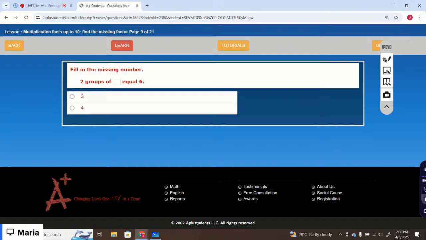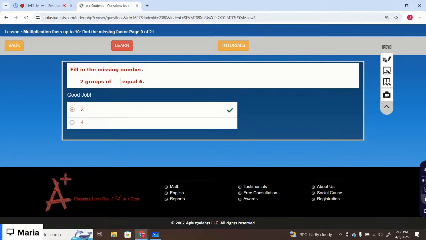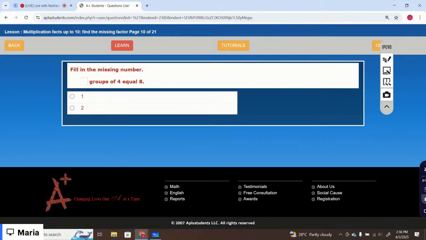Two groups of what equals 6? Two groups of 3 equals 6. The correct option is 3. How many groups of 4 equals 8? That is 4 times 2 is 8.